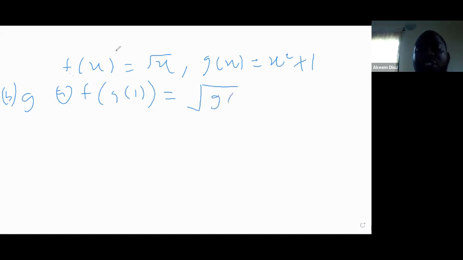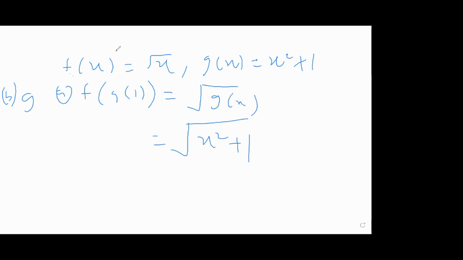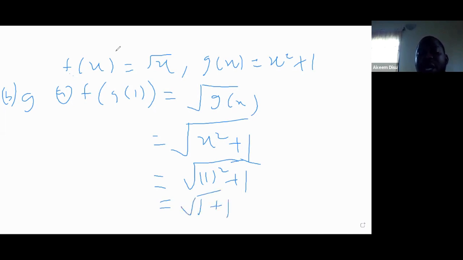This will now change to g of x. Then g of x is square root of x squared plus 1. Is that taken? Yes. Then they now say g of 1. This will now give us square root of 1 squared plus 1. And 1 squared is what? 1, plus 1. Yes. And then we have a square root of 2. Is that taken? Yes.